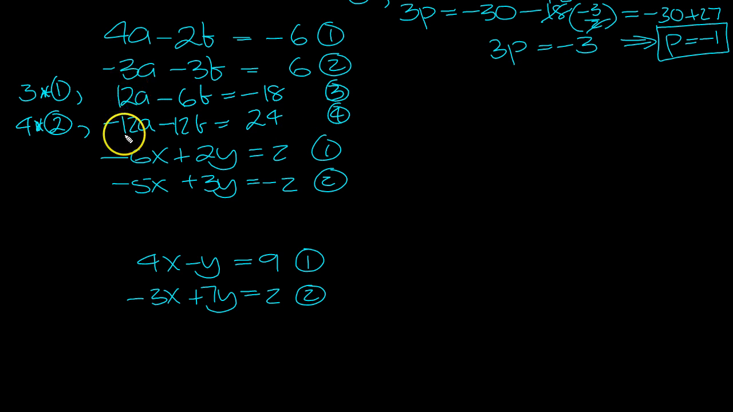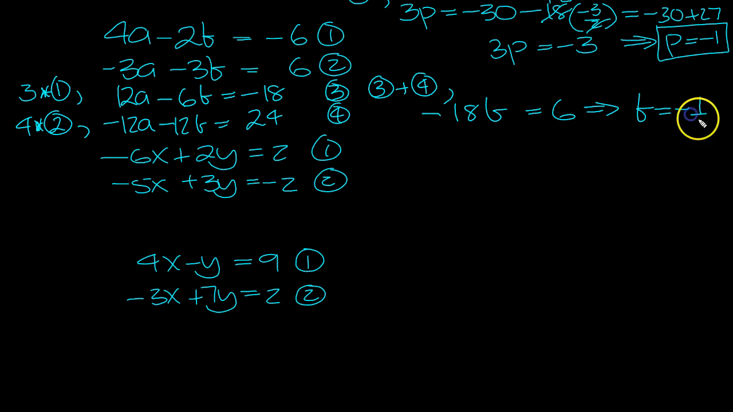Now we can add them, 3 and 4. So 3 plus 4, I suppose, is what we need to do here. These cancel. We get minus 18b. That's awkward, isn't it? And add these two, and we get 6. So b is equal to 6 over minus 18, which is minus 1/3 when you cancel it down. So b is minus 1/3.